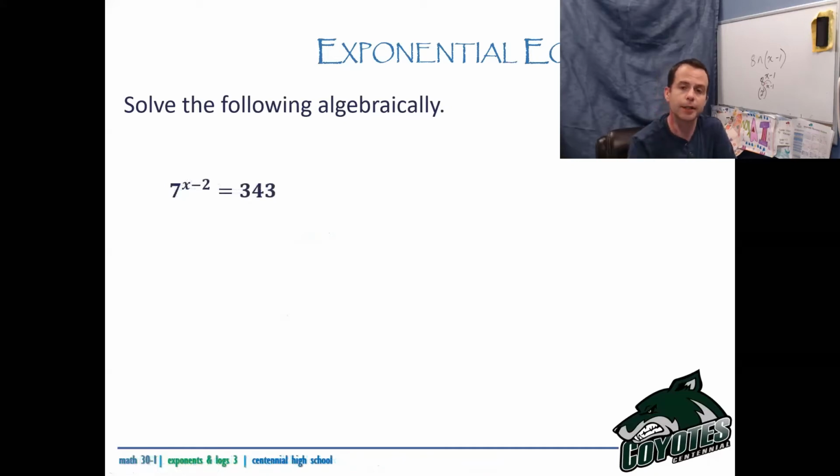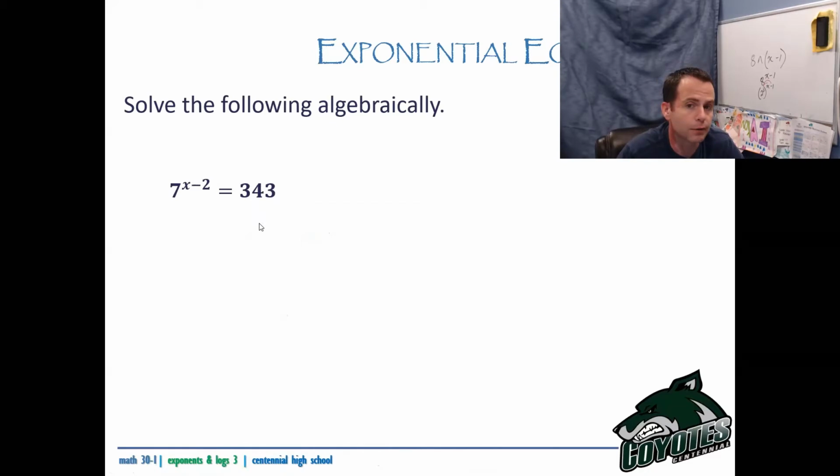7 to the x minus 2 equals 343. Again, I'm going to ask myself, can I take this 343 and write it as 7 to the something? For that, you end up playing in your calculator a little bit until you figure out whether it works. It doesn't take you long to find it if it exists, or to know it doesn't exist. In this one, it does exist.